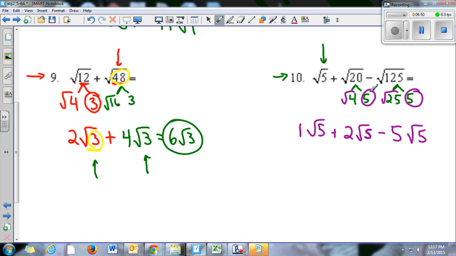So now I can start to look to add and subtract my like terms. Everything has a square root of 5, so I can put together the numbers that are on the outside. So I know that 1 plus 2 is 3. I know that 3 minus 5 is negative 2. I keep my square root of 5, and so that becomes my final answer.